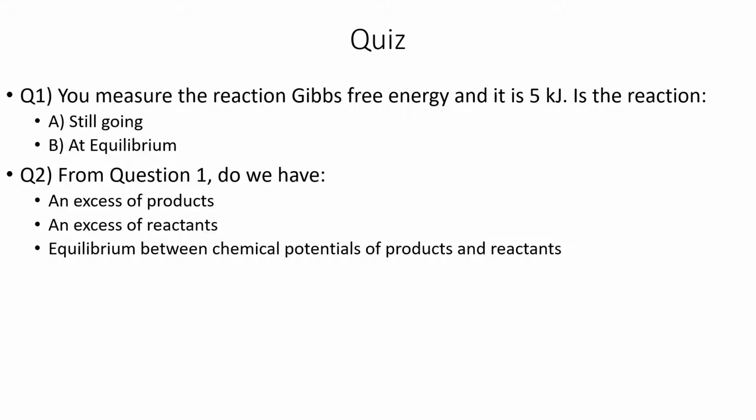Question 1. You measure the reaction Gibbs free energy and it is 5 kilojoules. Is the reaction A, still going? B, at equilibrium? Question number 2. From question number 1, do we have an excess of products, an excess of reactants, or equilibrium between chemical potentials of products and reactants?